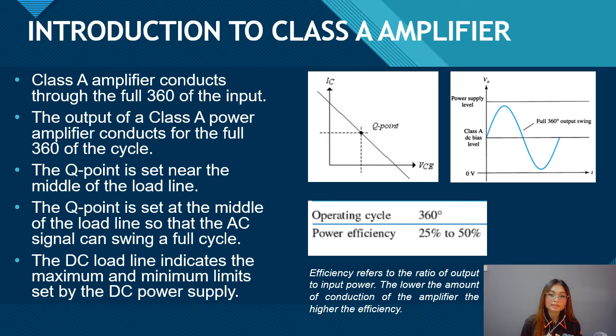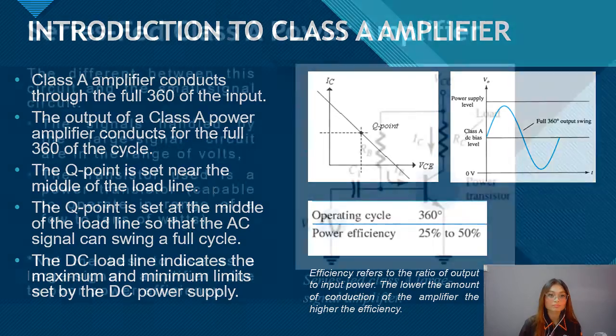The Q point is set at the middle of the load line so that the AC signal can swing a full cycle. The DC load line indicates the maximum and minimum limits set by the DC power supply, as you can also see in the picture attached to this slide. It is also written that the operating cycle is 360 degrees and the power efficiency is between 25% to 50%. Efficiency refers to the ratio of output to input power. The lower the amount of conduction of the amplifier, the higher the efficiency.